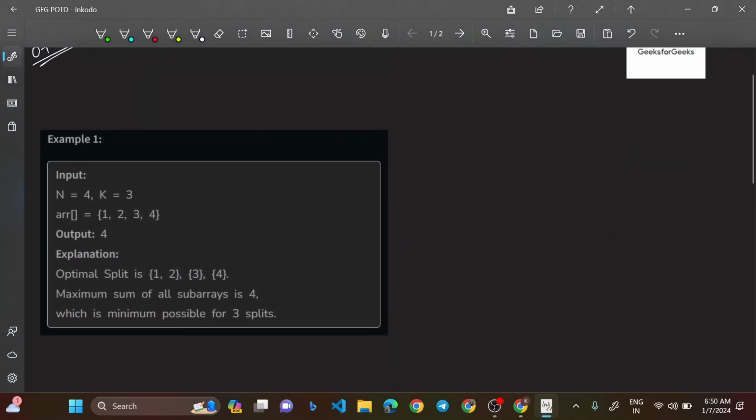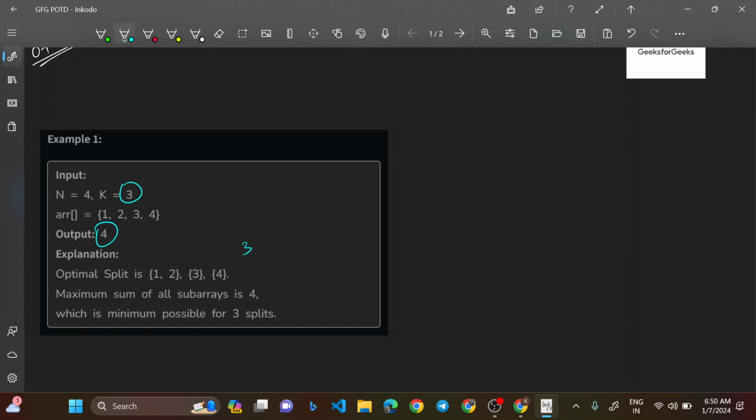This is the example given, and why is the output 4 here? If you see the explanation given, the optimal split is 1 2 as one subarray, 3 as one subarray, and 4 as one subarray. Total how many subarrays? 3. So k equal to 3 is being followed. That must be followed for sure.